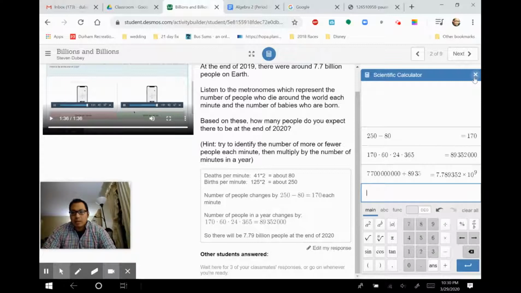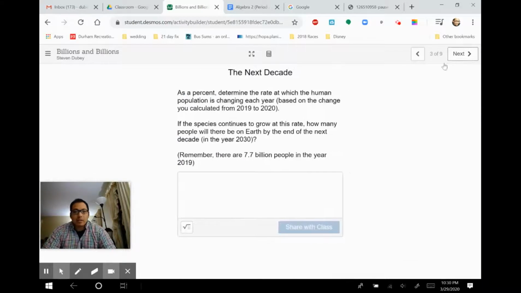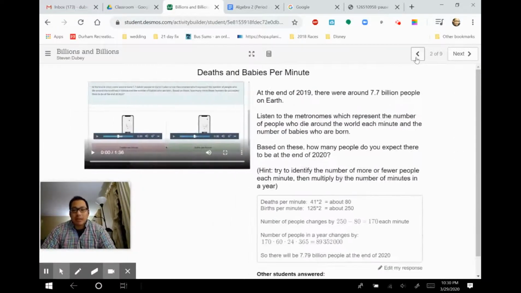All right, let me close this, and then we'll move on to the next page. So in the next decade, as a percent, we're going to try to predict how many people there will be in the next 10 years. Determine the rate at which the human population is changing each year based on the change that you calculated from 2019 to 2020. So what percentage has the world increased by?